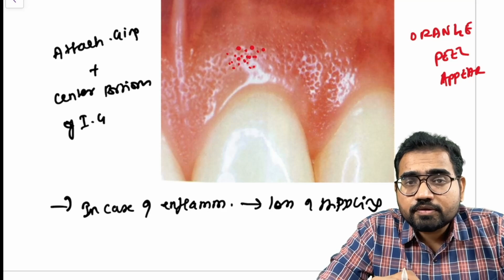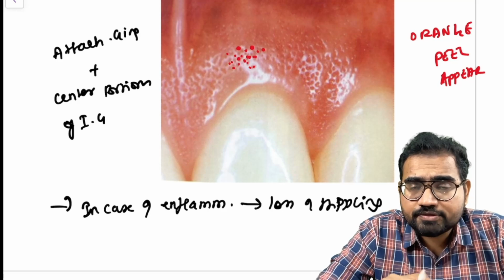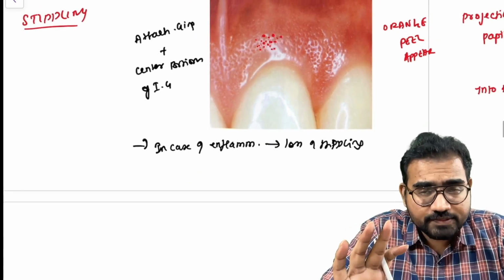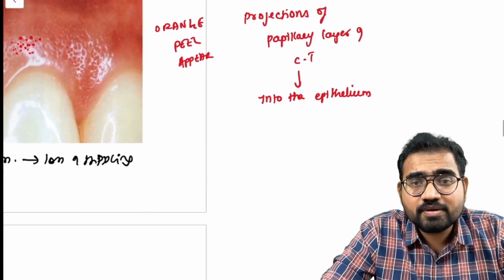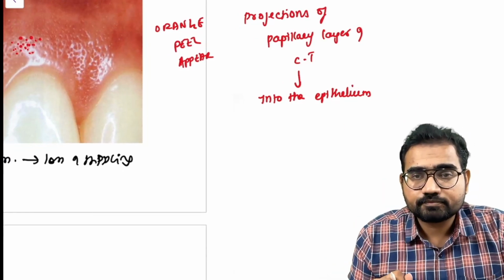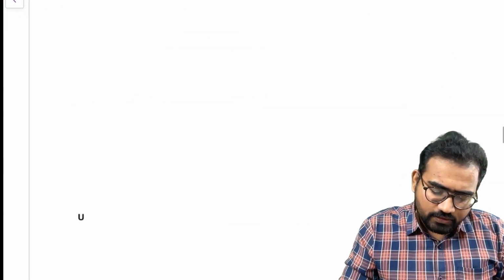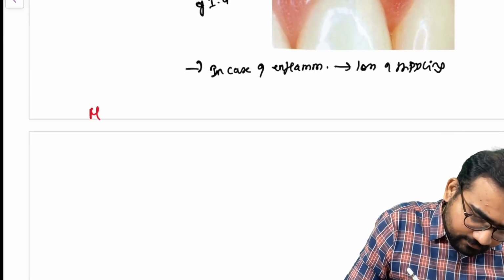Okay, so when I take a gauze, dry the gingiva, if there is presence of stippling, there is no inflammation. If there is absence of stippling, there's presence of inflammation. So it's nothing but the projections of the papillary layer of connective tissue into the epithelium. Very simple, isn't it? Very good. Okay, now moving on to the microscopic features of gingiva.